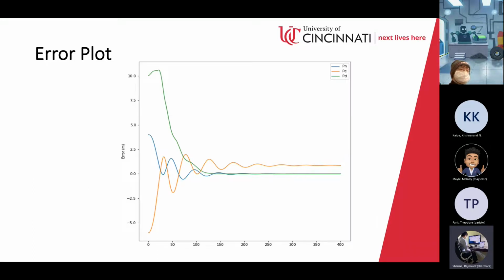Here are our error plots for PN, PE, and PD. So we start about 10 meters in altitude, 3 meters away in east, 6 meters away in north. Swap that, and then you can see us coming back. And we have a bit of steady state error in the east direction. That's just one of the issues we ran into.